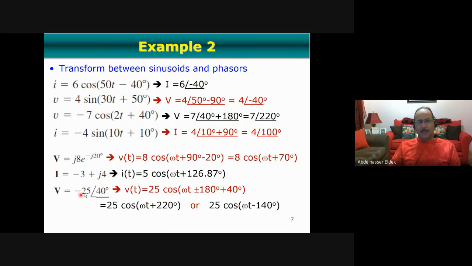If you have it like this, it was very easy. The amplitude here is 25. Negative, you can move it inside by adding 180 degree, okay, or minus 180 degree. So the amplitude is 25, and it is cosine omega t, and it is 40 plus or minus 180 degrees. So that's how we convert this function from phasor to time domain, and so on.